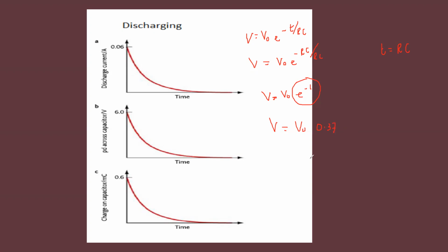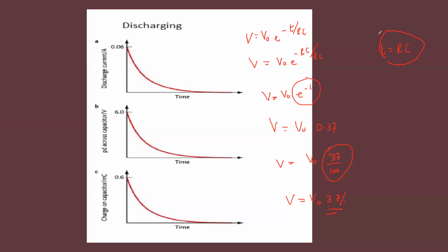Okay. And if I write this decimal in terms of percentage, I can write 0.37 as 37 divided by 100. If something is out of 100, we can say 37, I can also say 37%. So what does it mean? V is equal to 37% of V naught. It shows that when the time is RC, the voltage becomes 37% of the original or the maximum voltage.